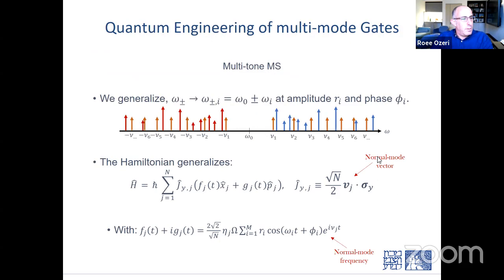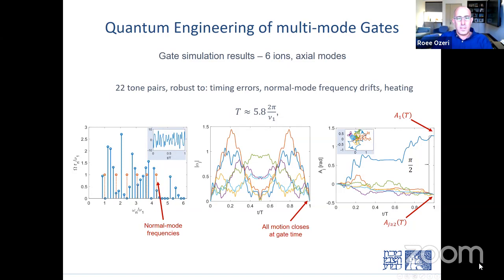So how do these gates look like? We have 6 ions, we need 22 tones. These are the different spectral tones. If I look at the time variation of the electromagnetic field that drives the gate, that doesn't make a lot of sense. Looks like a random field, but it's not random.